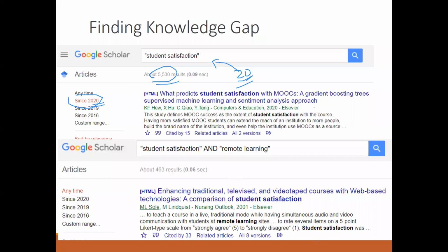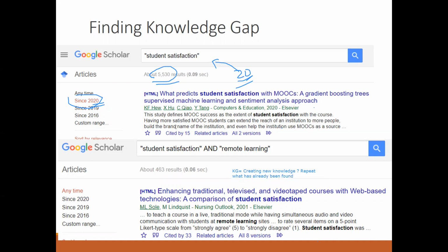Now, let me make clear what knowledge gap is. Knowledge gap is basically creating new knowledge. You are creating new knowledge. Why do you want to create new knowledge? Because you don't want to repeat what has already been found. So knowledge gap is creating new knowledge.